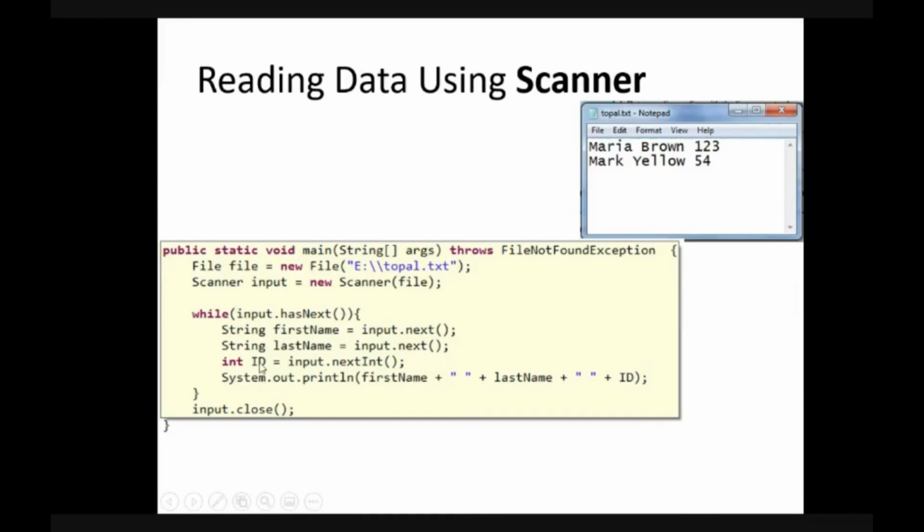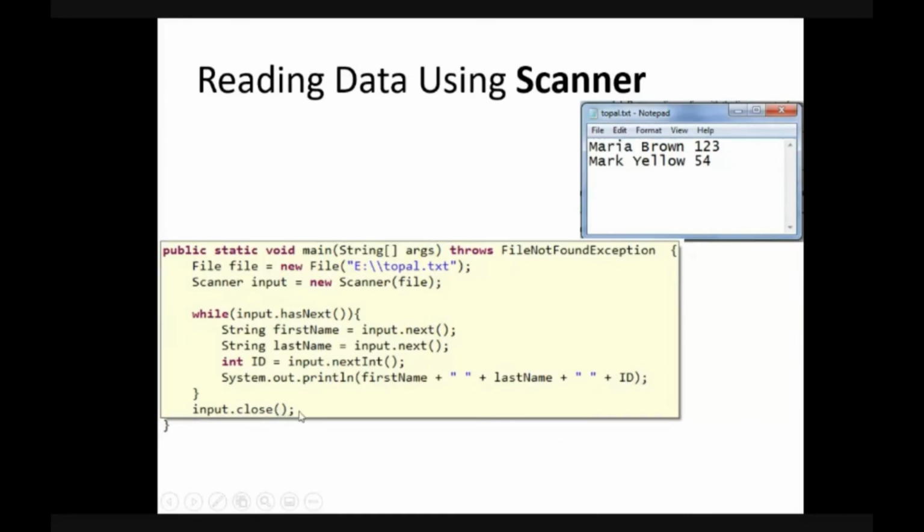This time I said nextInt. So it is reading an integer now. Do I have an integer here? Yes. Be careful, it should be an integer, otherwise it's going to throw an error here. So 1, 2, 3, it read that one and assigned it to ID. Now I can print out. First name is this one, last name is that one, and ID is this one.